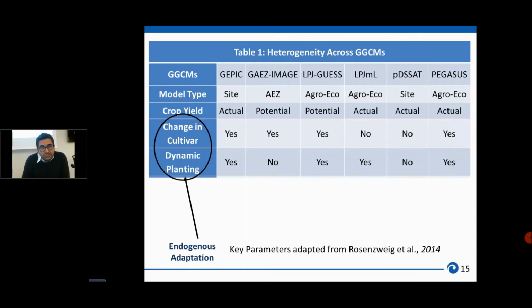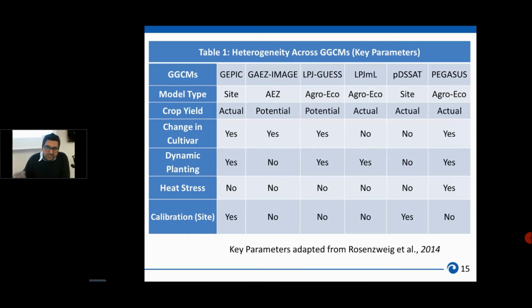Some of these crop models also have endogenous adaptation, so they allow the cultivar to change in their simulations. They also allow dynamic planting dates, so not only does the planting season window vary, but also the actual dates. And these are the key parameters. These are not the only ones which vary across these crop models, but the important ones that I'm showing you. The other important one is heat stress, which is explicitly modeled by the crop model PEGASUS.